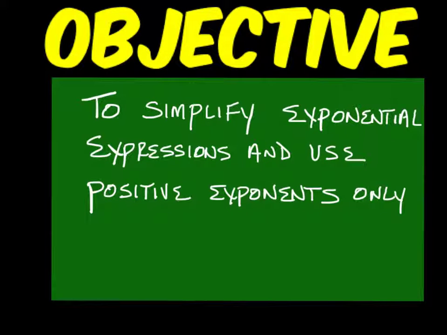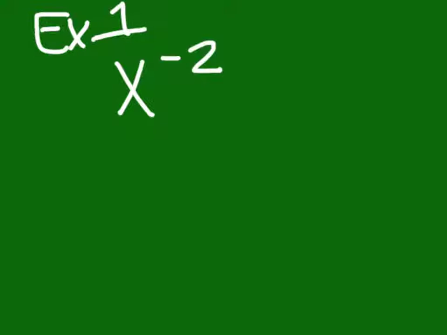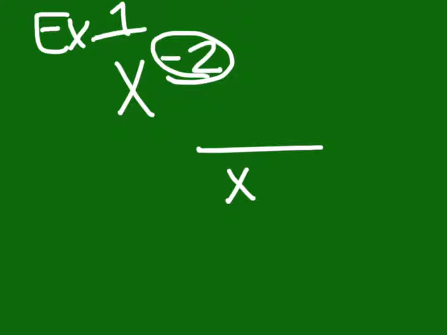Today's objective is to simplify exponential expressions and use positive exponents only. Whenever you have a negative exponent, in order to make it positive, you're going to send it to the bottom of a fraction. So the positive form of negative 2 is 2, and since there's nothing left up here, you just write a 1, so it becomes 1 over x squared.